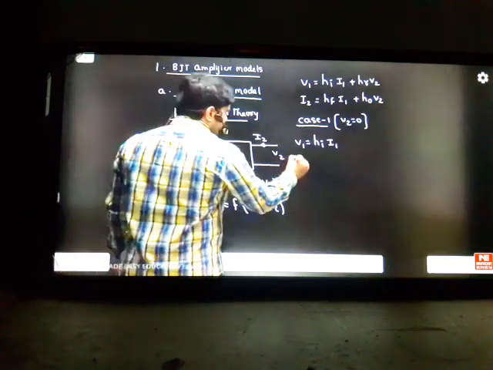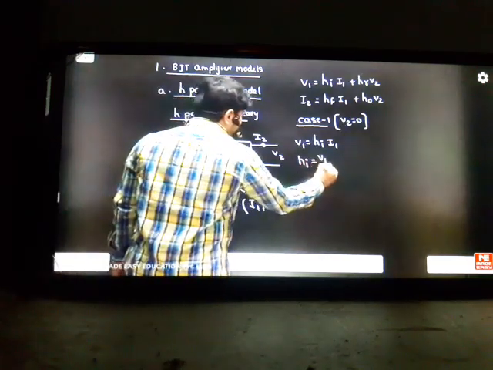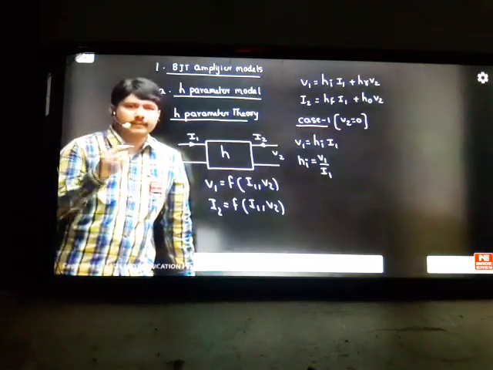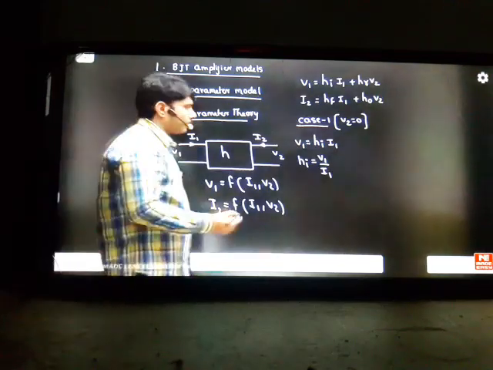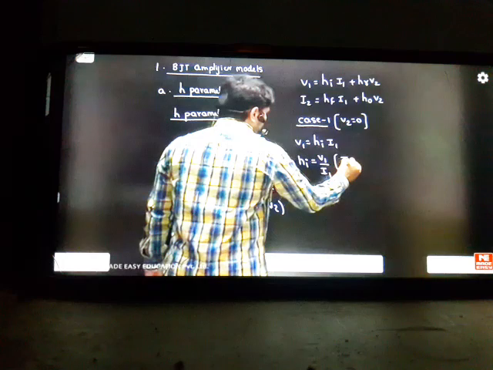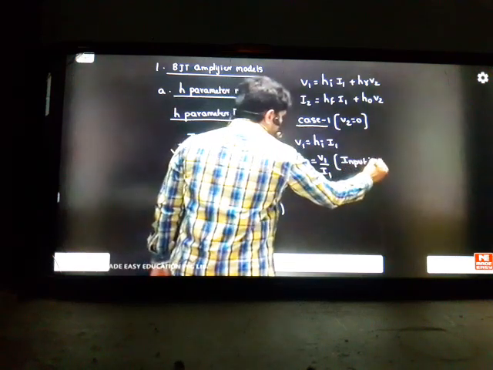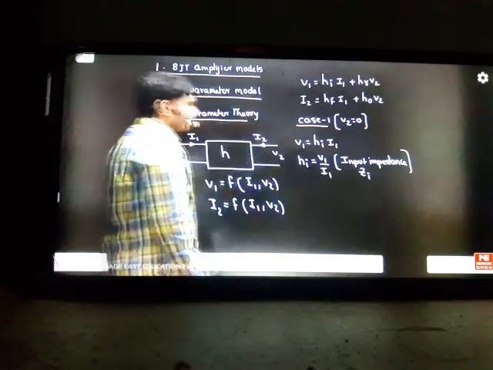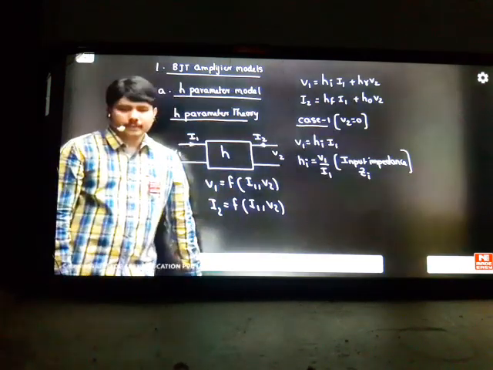So what is Hi here? Hi is nothing but V1 by I1. So this is the definition of Hi in the class. What it means in analog electronics, when I say V1 by I1, input voltage by input current, in analog course language we can call this the input impedance, which is defined as ZI. So it is defining the input impedance of your system. That is the meaning of HI.